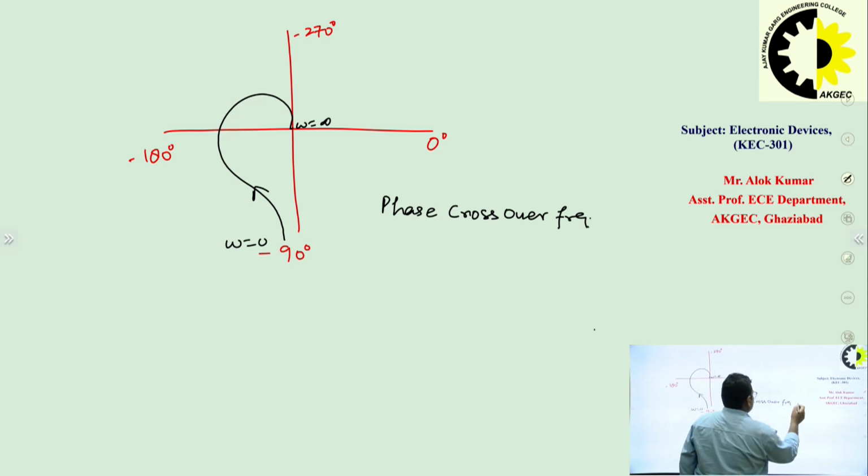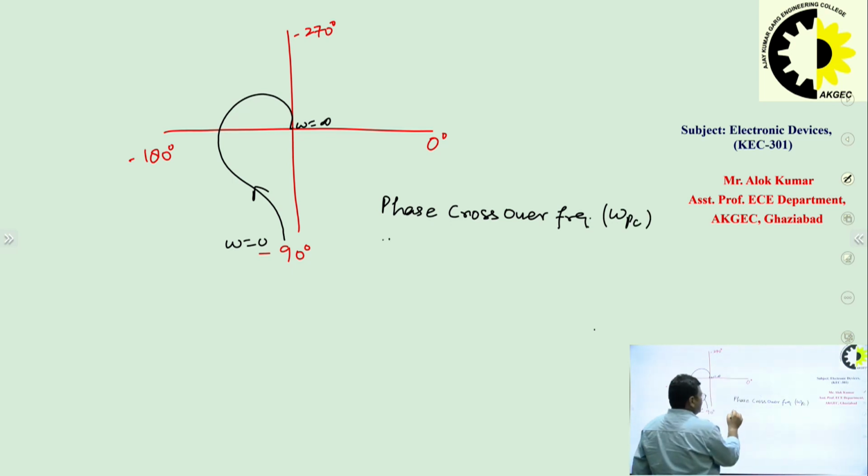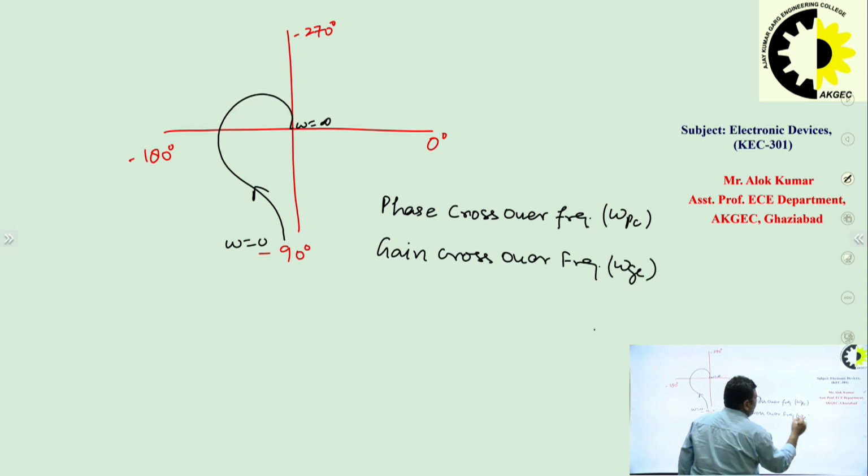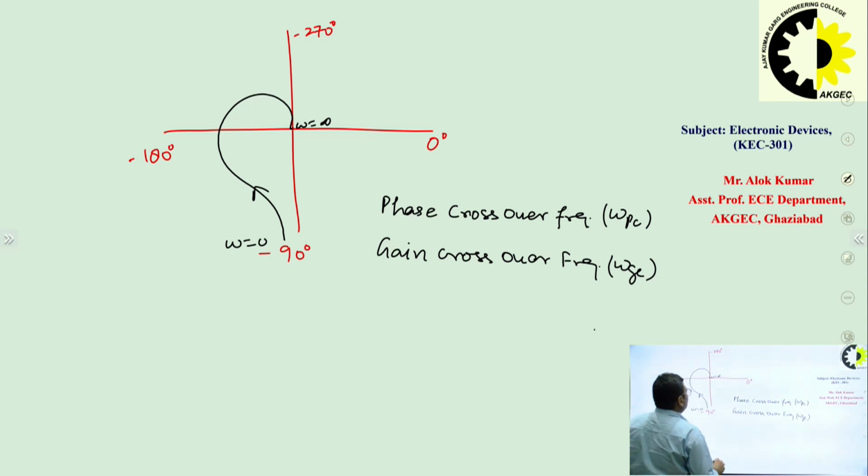Phase crossover frequency, that is omega PC. Second is gain crossover frequency, that is omega GC. What is phase crossover frequency? When the polar plot is intersecting with the minus 180 degree axis, at this point the frequency will be called omega PC or phase crossover frequency.